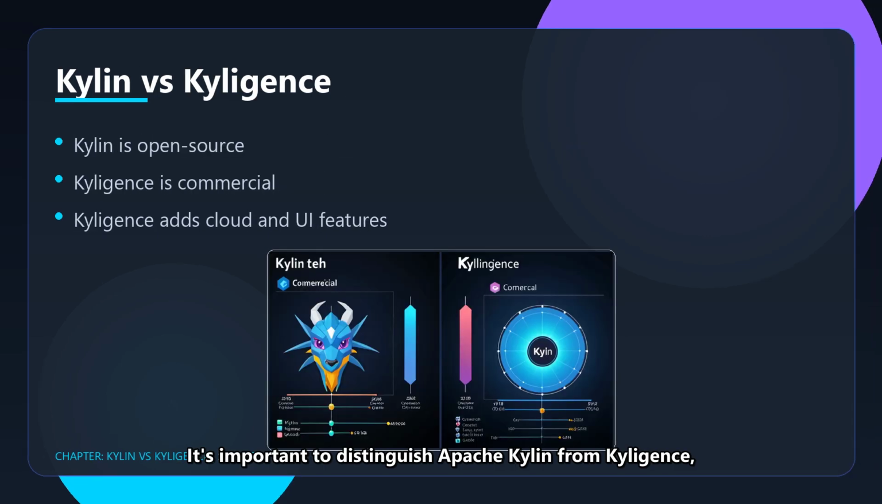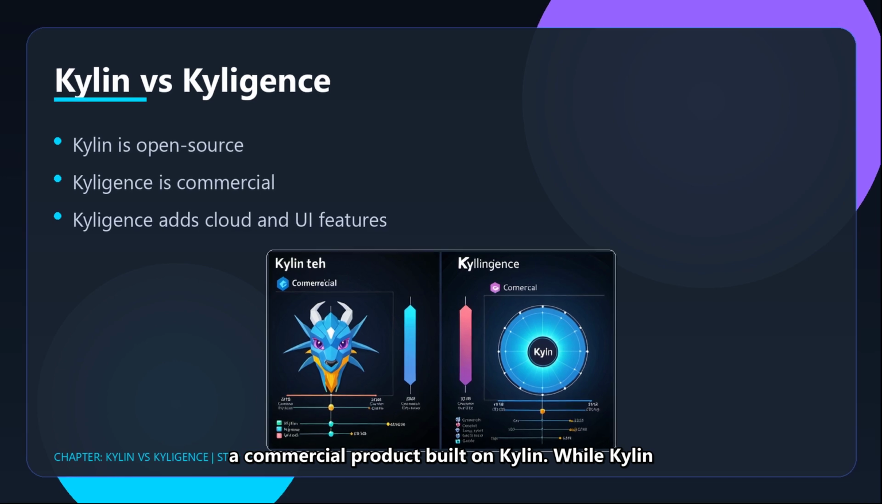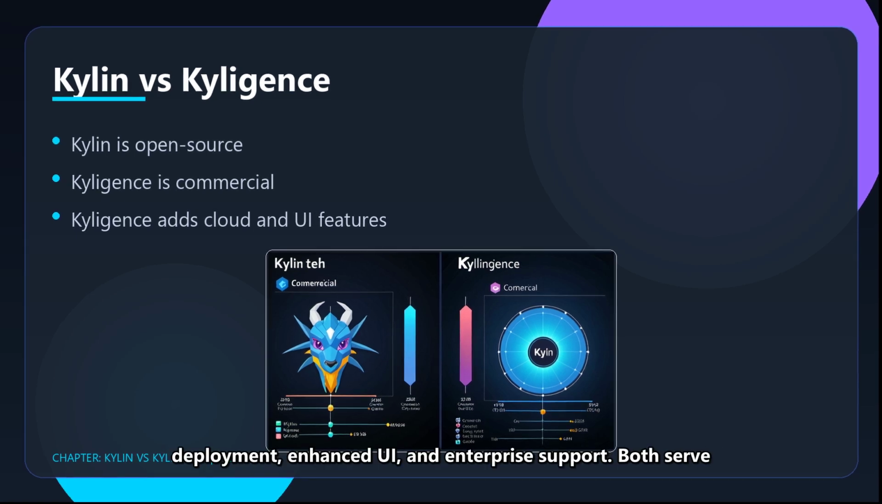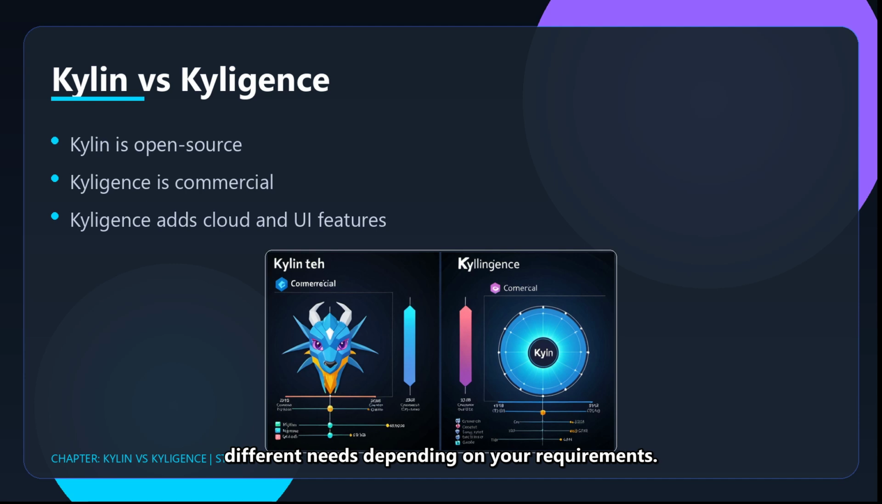It's important to distinguish Apache Kylin from Kyligence, a commercial product built on Kylin. While Kylin is open source, Kyligence offers additional features like cloud deployment, enhanced UI, and enterprise support. Both serve different needs depending on your requirements.